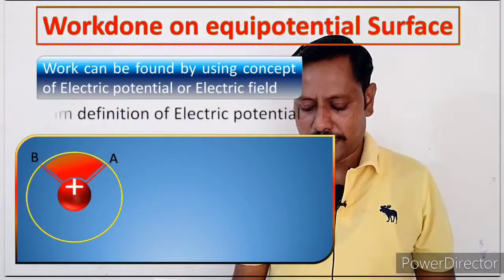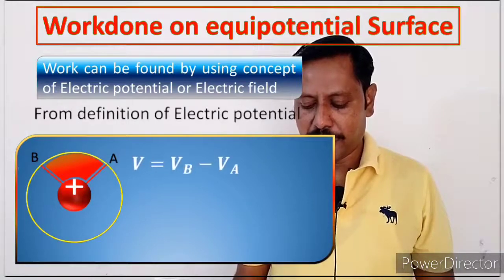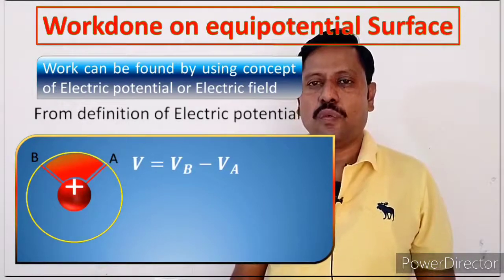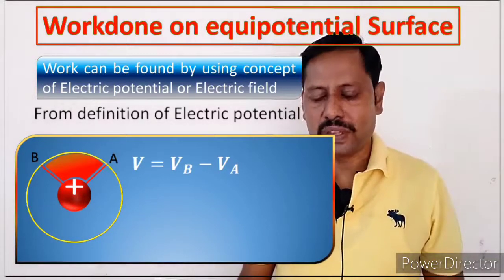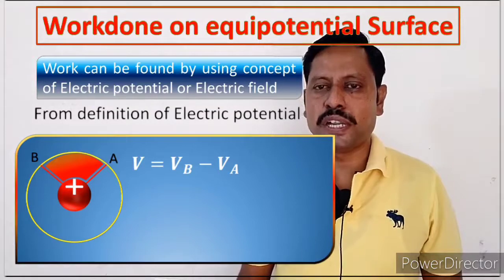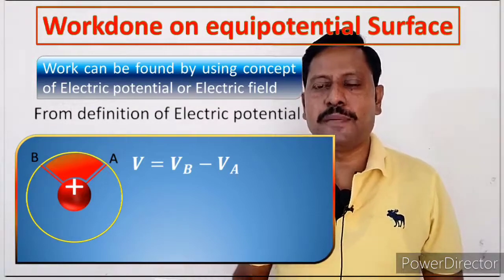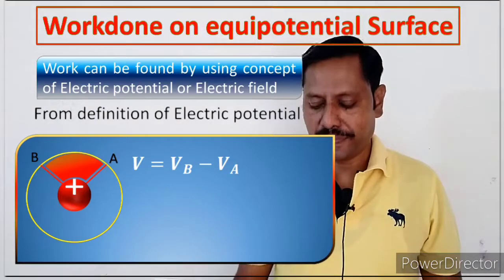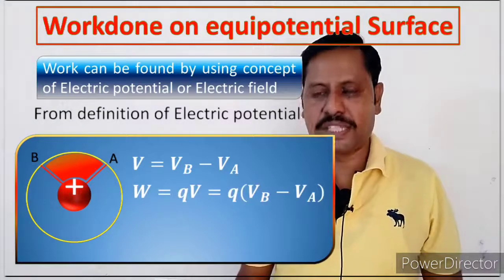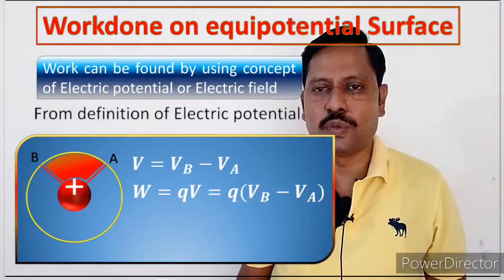First we will find it from the definition of electric potential. We know that work done can be given by the formula W = Q into V, but here V means the potential difference we have to take between A and B. That's why we have written V as V_B minus V_A. So we will now put this value in the basic definition of work done, that is Q into V.